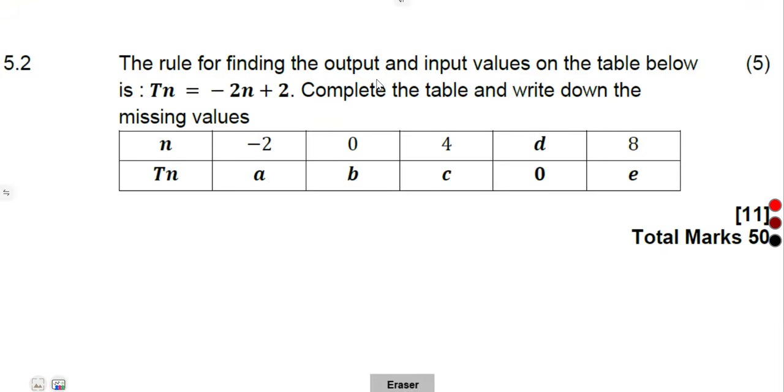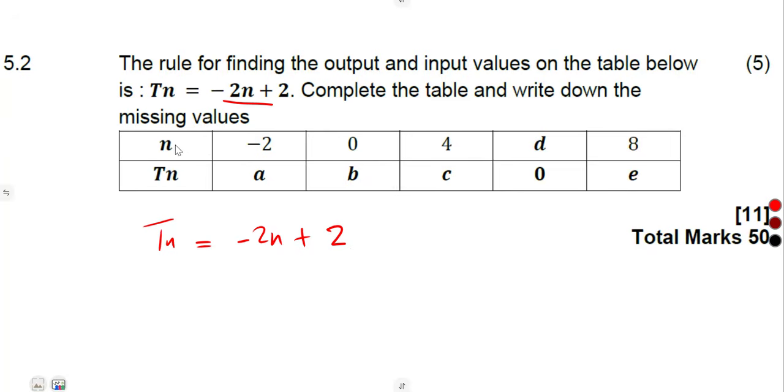This one, 5.2, we are given to use the rule. All right, that is given here. The rule for finding output and input values on the table below is this one. Complete the table and write down the missing values. So you have to find A, B, C, D, E, and so on. All right. So we're given the rule Tn is equal to minus 2n plus 2.